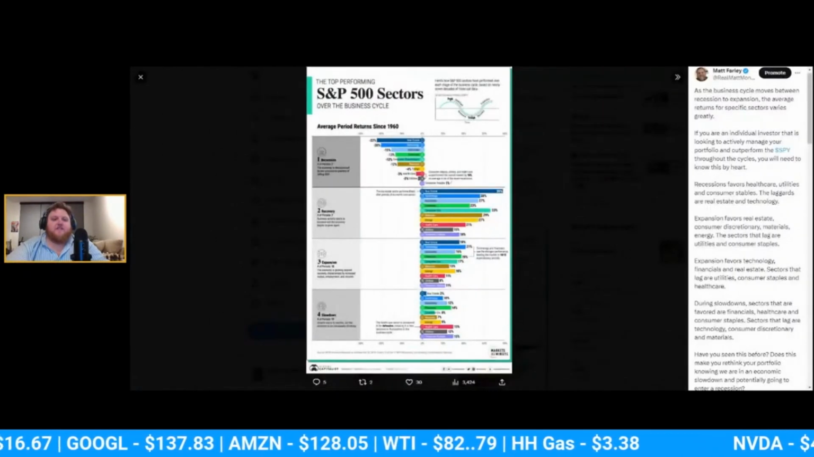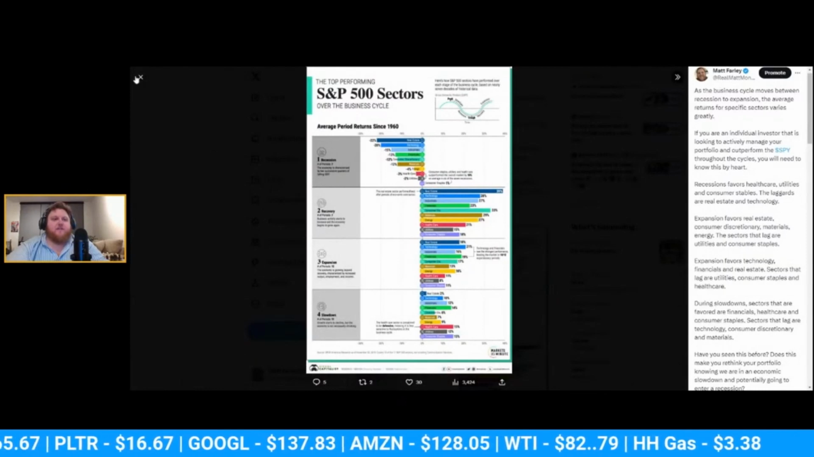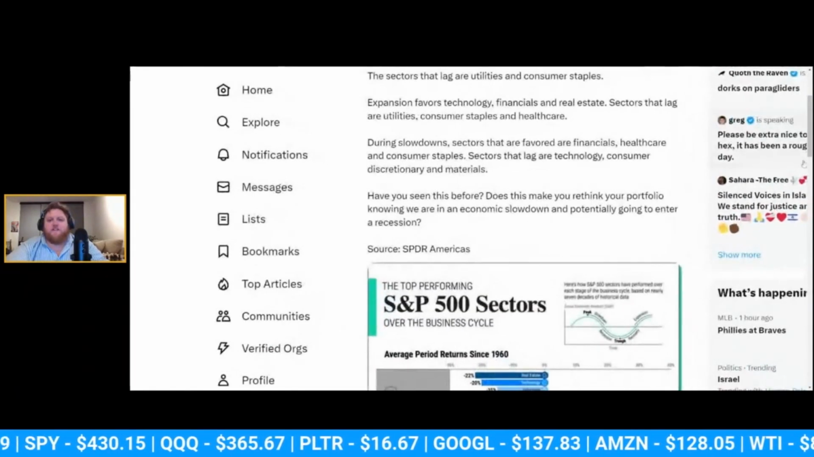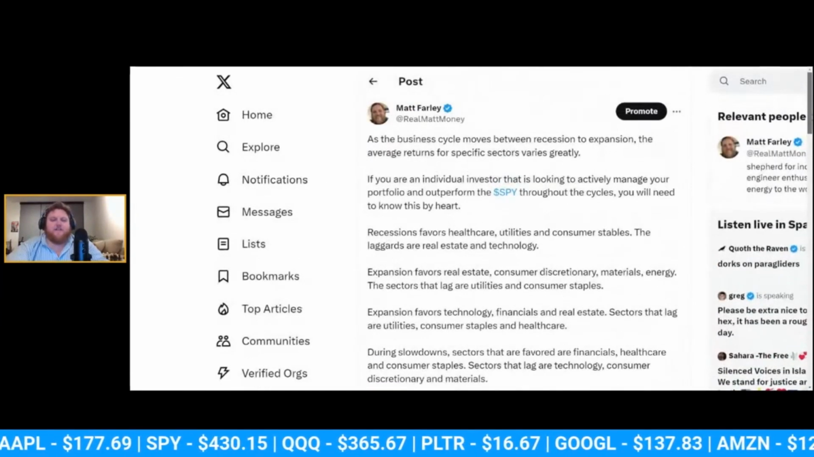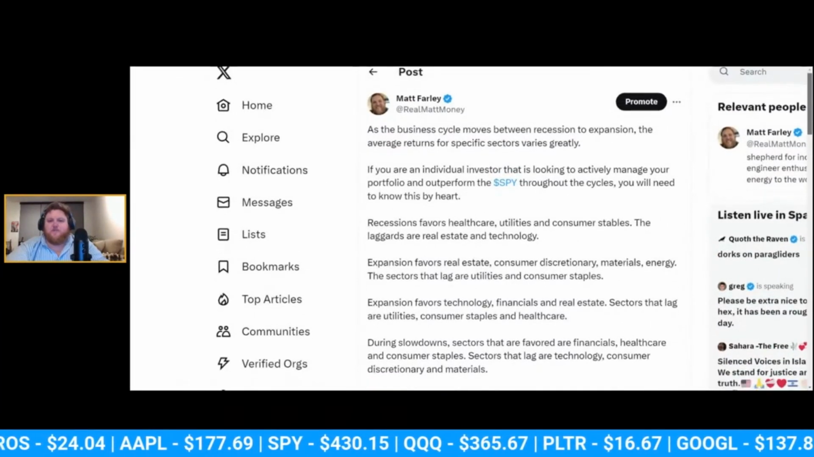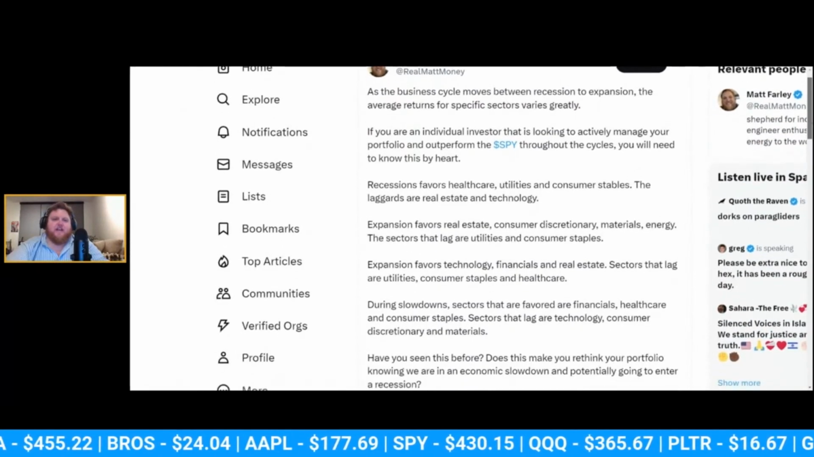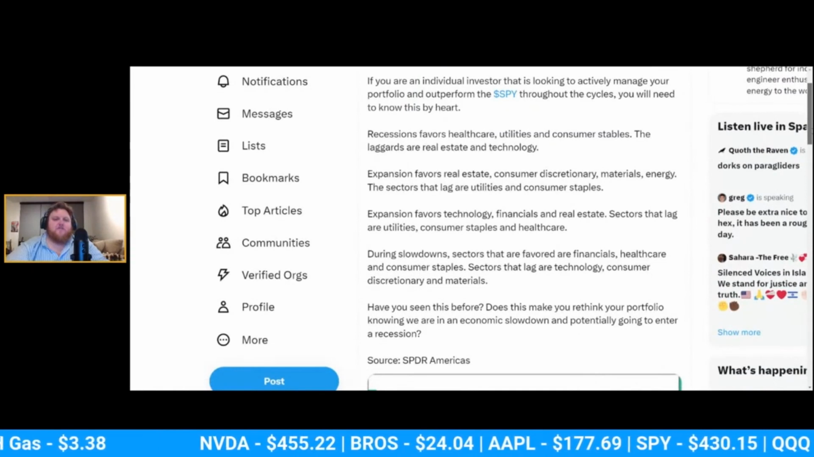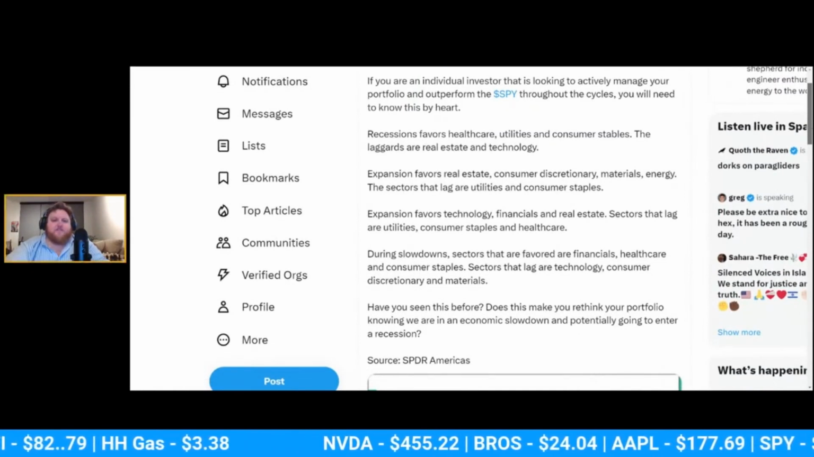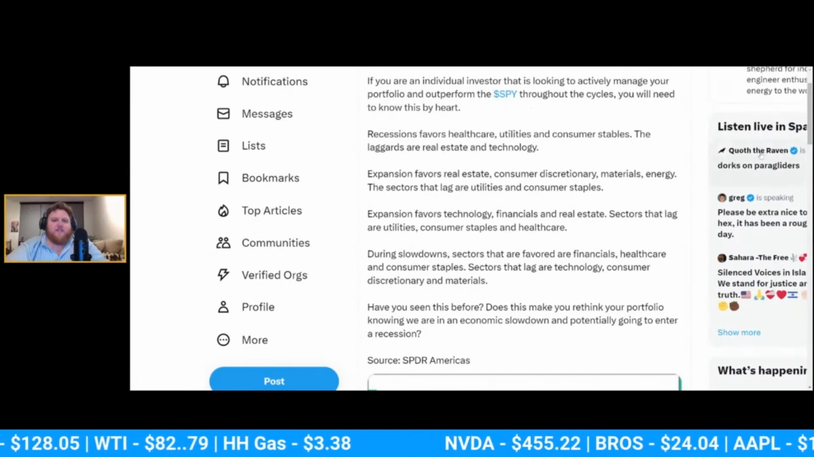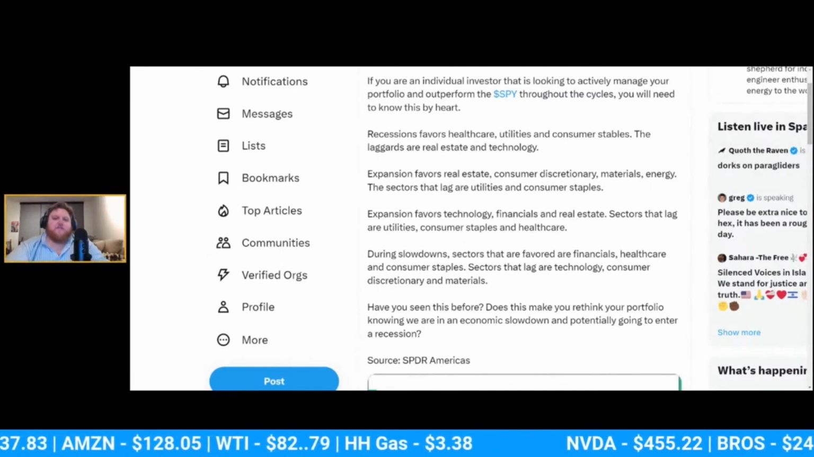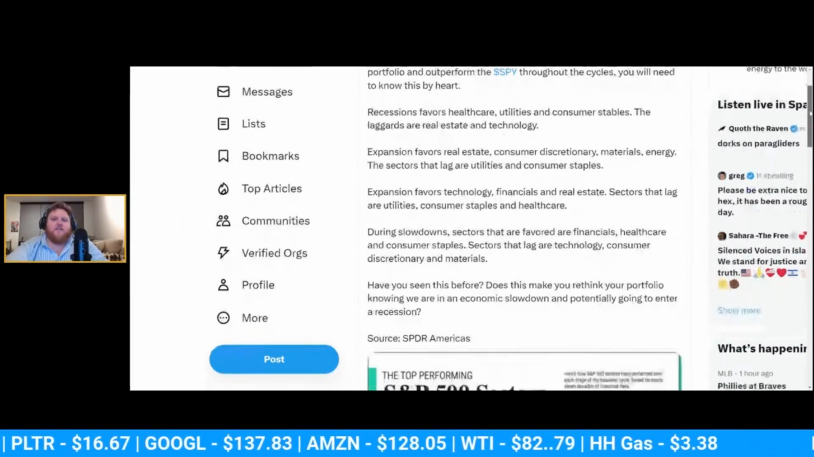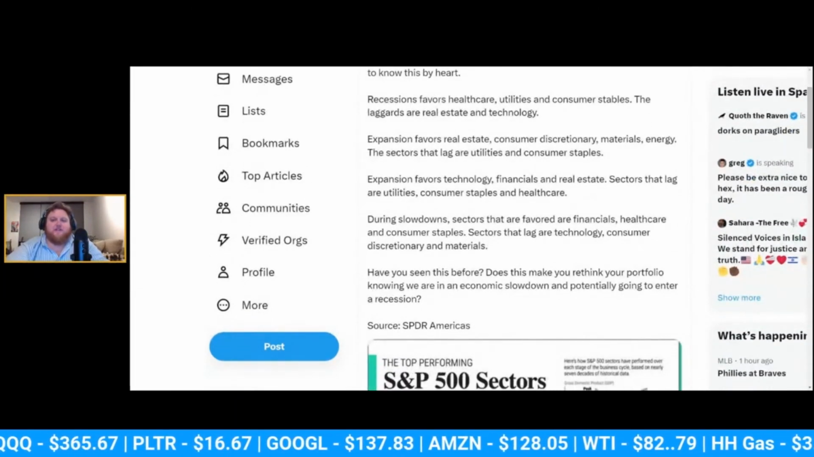I posted this on my Twitter feed, for those of you that do follow Twitter, and I wrote a quick note about this, so let's read it. As business cycles move between recessionary and expansion, the average returns for specific sectors vary greatly, as alluded to by the picture we just looked at. If you are an individual investor looking to actively manage your portfolio and outperform the S&P 500 throughout the cycles, you would need to know this by heart. Recessions favor healthcare, utilities, and consumer staples. I said staples, I meant staples.